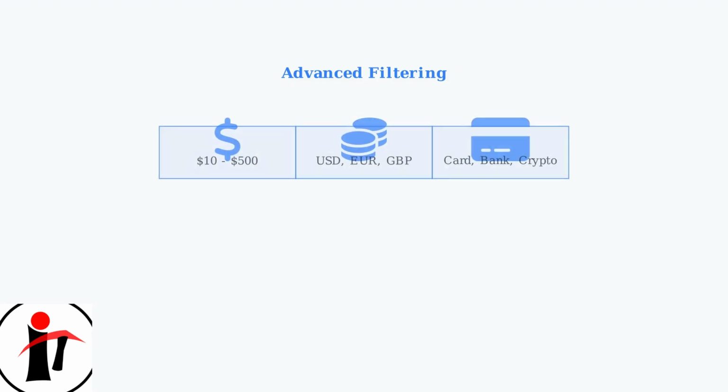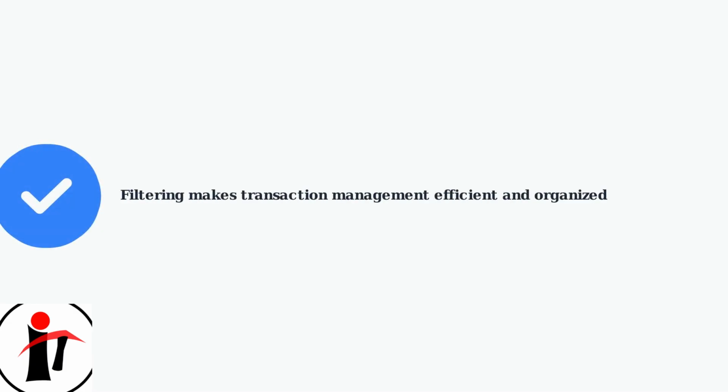Additional filtering options include amount range for finding transactions within specific dollar amounts, currency selection for international accounts, and payment method filtering to see transactions by credit card, bank account, PayPal balance, or cryptocurrency. With these filtering options, you can quickly locate any transaction in your PayPal history.